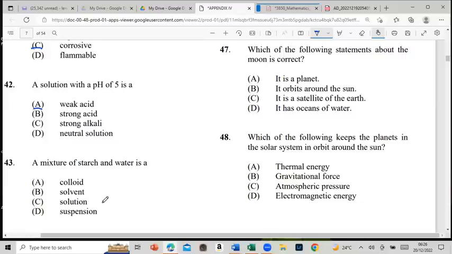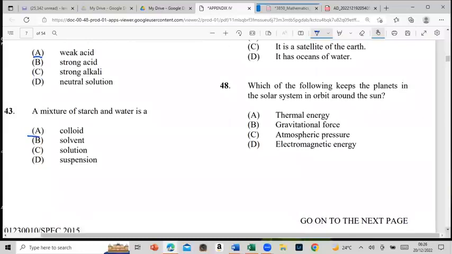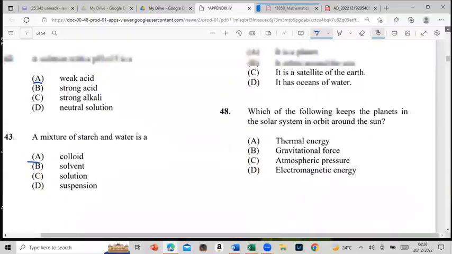A mixture of starch and water is A, a colloid, B, a solvent, C, a solution, or D, a suspension? And that is A, a colloid. So it's a mixture of starch and water. Let's go. Up to 44 now.